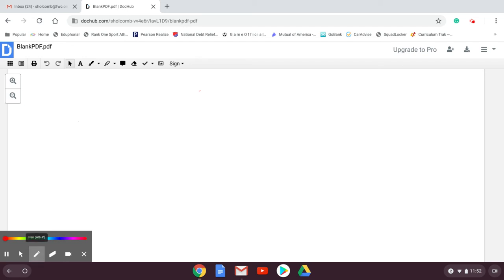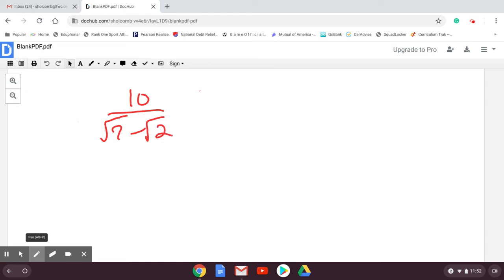Okay, so here's the last part, and this is the part that you're going to need to focus in on and learn how to do. 10 divided by the square root of 7 minus the square root of 2.